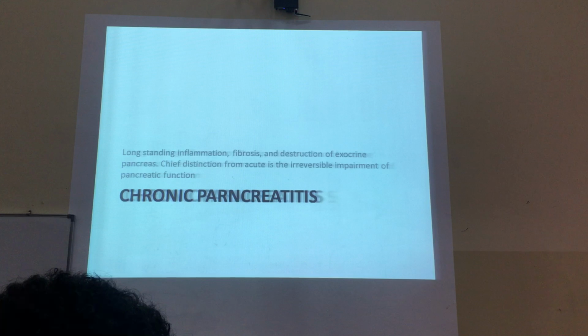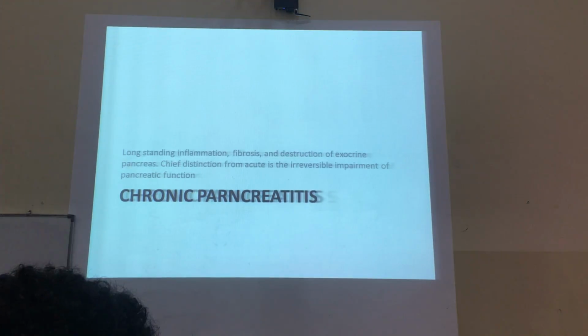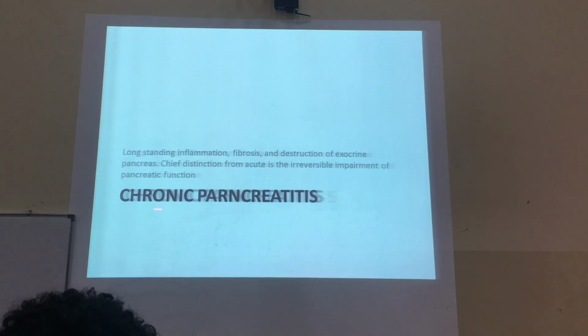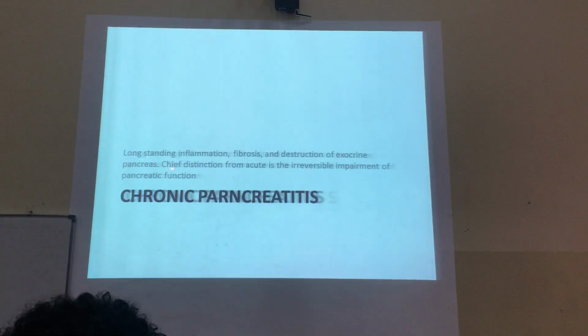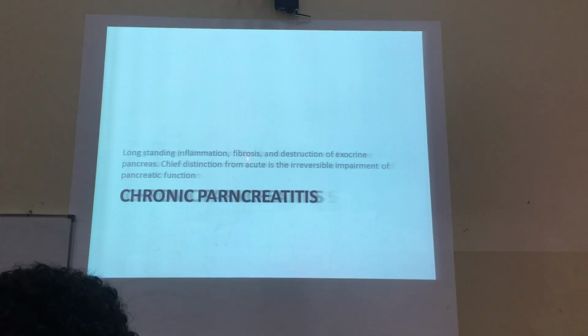So these were the important features for acute. Then we come to chronic pancreatitis. The definition of chronic pancreatitis: whenever there is long-standing inflammation, there is fibrosis. Remember the word fibrosis. Obviously it is chronic, so the duration is long-term. Fibrosis is an important feature of any kind of chronic inflammation, and there is destruction of the pancreas.